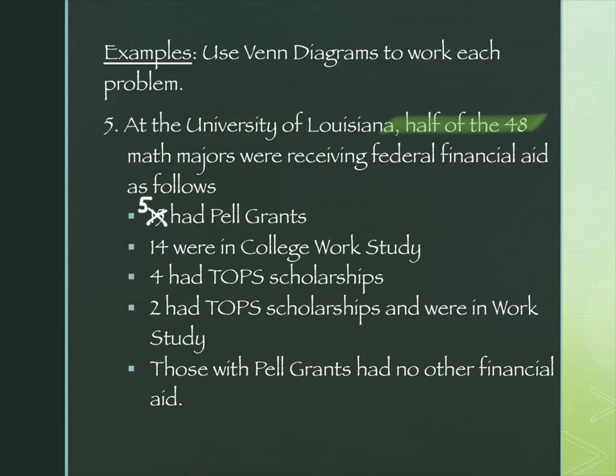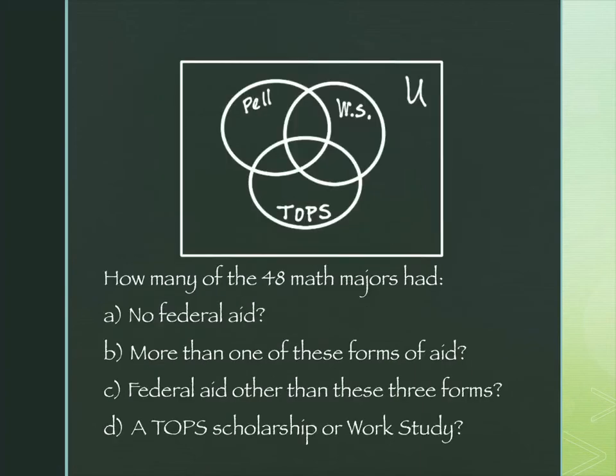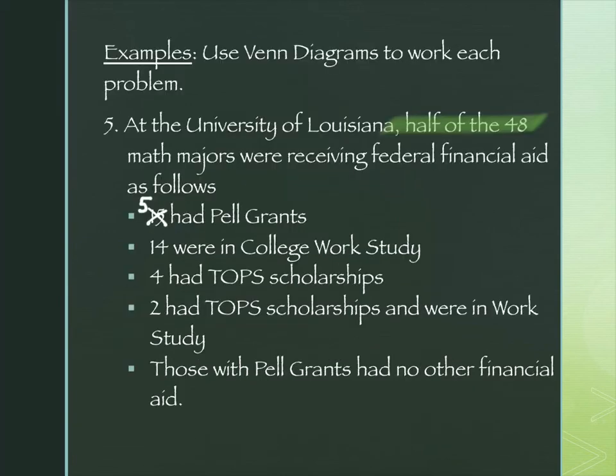The 5 in the Pell Grants category typically would not be helpful, and the reason is because it would include all 4 of these regions, right? Typically, that would not be a good place to start. However, there's another piece of information on here that actually tells us we could start there. That piece is at the bottom. It says that those with Pell Grants don't have anything else.